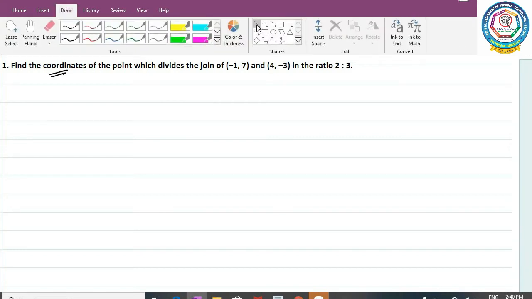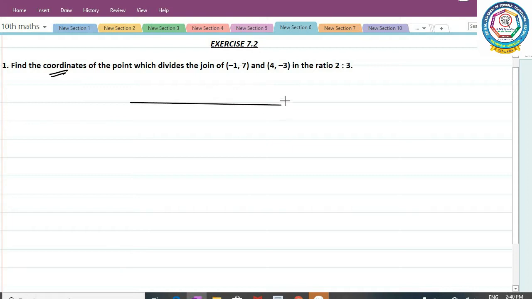Here I am going to take one line segment, that is A of (-1, 7), B of (4, -3). So AB is the line segment with coordinates (-1, 7) and (4, -3). This line segment is divided in the ratio 2:3. So we have to find out what is P of (x, y).